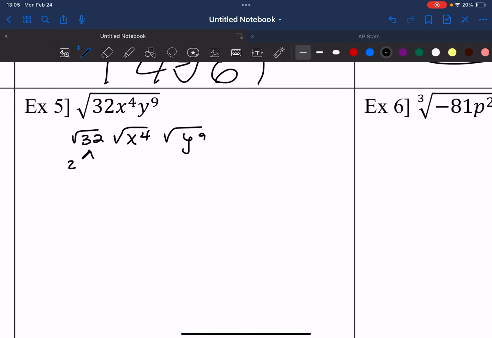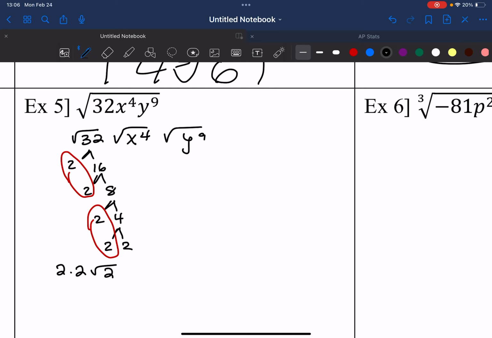So this is 2 goes in 32 16 times, 2 goes in 16 8 times, 2 goes into 8 4 times, and then 2 goes into 4 2 times. Since this is the square root, I'm going to circle pairs of 2. So this looks like I have 2 times 2 square roots of 2, which is 4 square roots of 2.